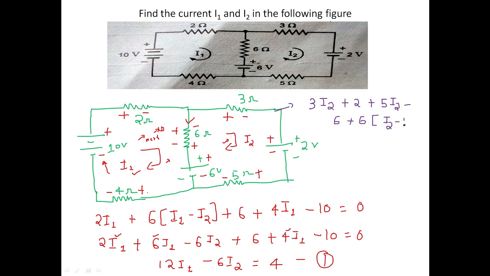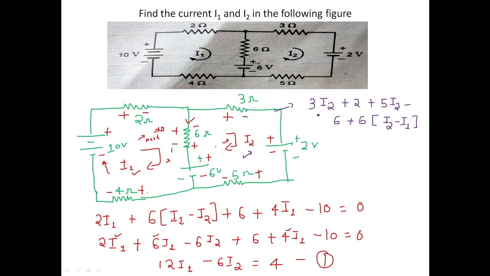minus I1. Here there is a very important phenomenon that we are considering now: I2 minus I1. We are considering this one as the superior loop, and this one is the less superior loop. So I2 minus I1. Whichever loop you are considering, that loop should be considered as superior, and the other one is less superior. So that's why 6 times I2 minus I1 is being here.